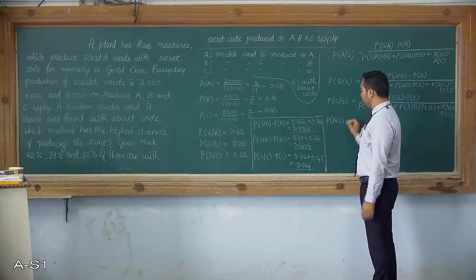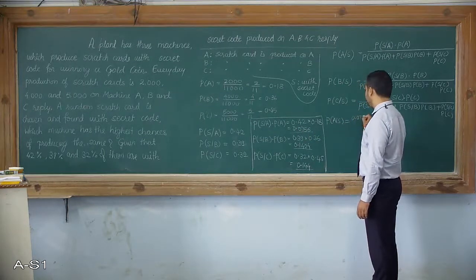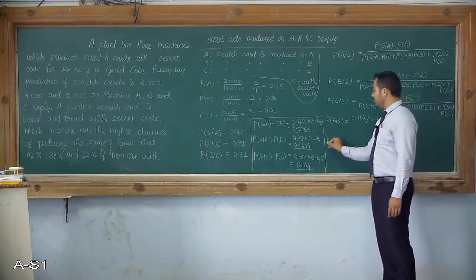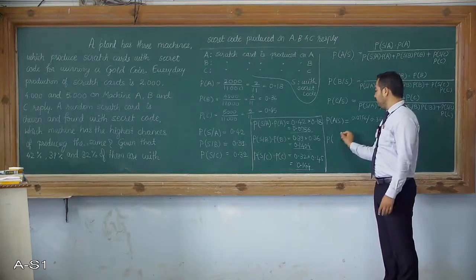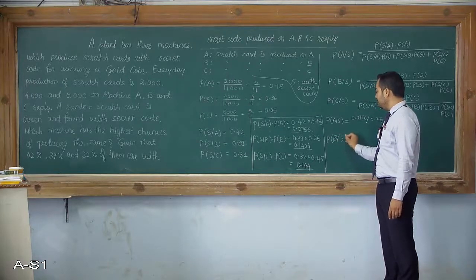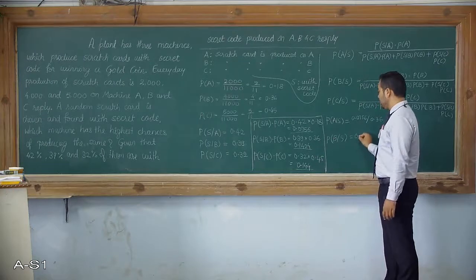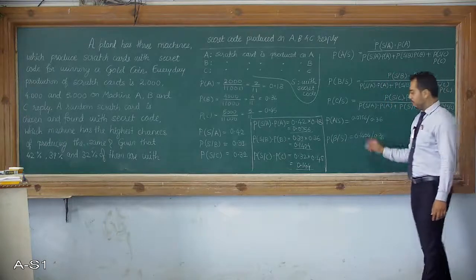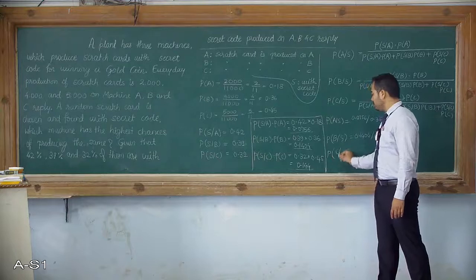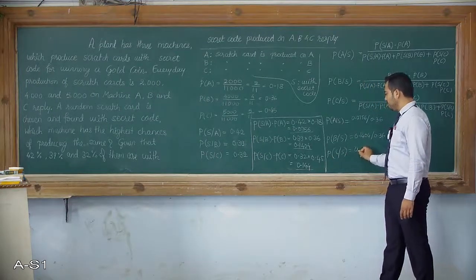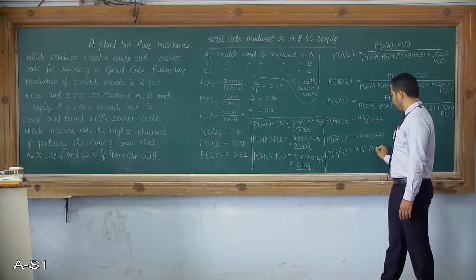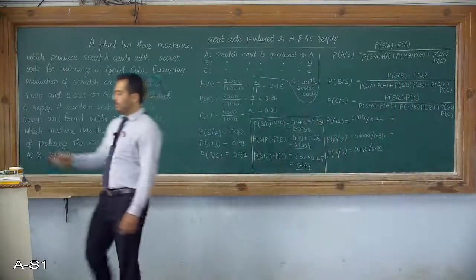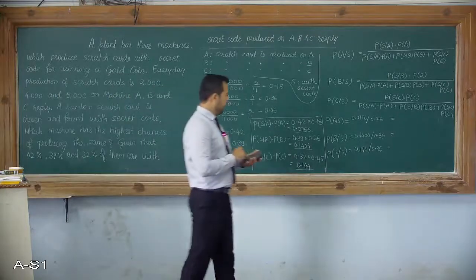So the multiplication of the first term is 0.0756 divided by 0.36. Then the probability that the scratch card found with the secret code was produced on machine B is this multiplication, 0.1404 divided by 0.36, which is the summation of all. And if it is produced on machine C, given the secret code, it is 0.144 divided by 0.36. So the final three probabilities we will be getting are as follows.